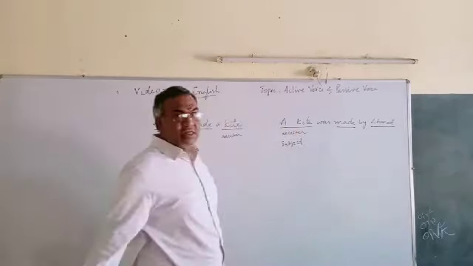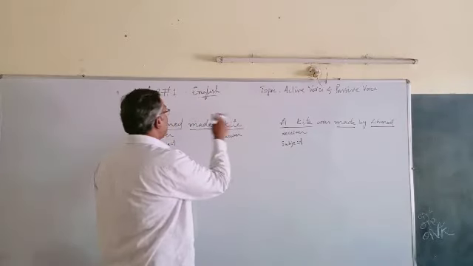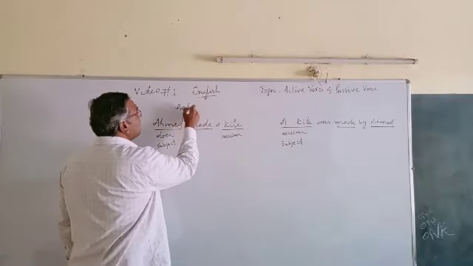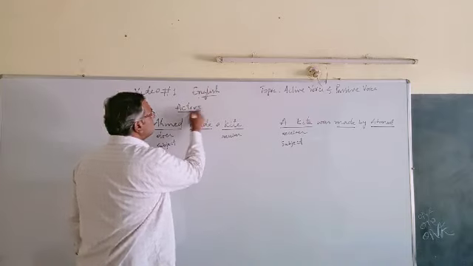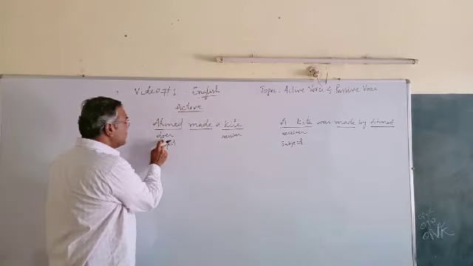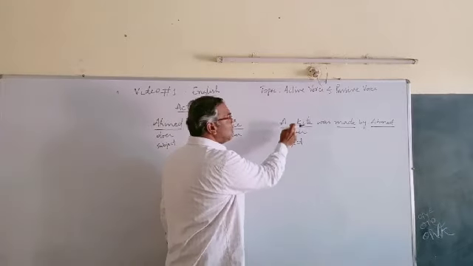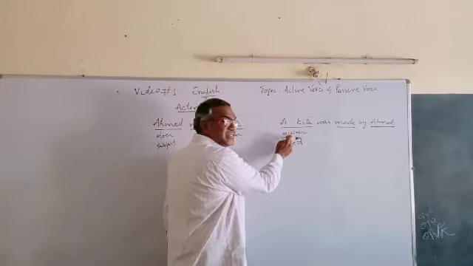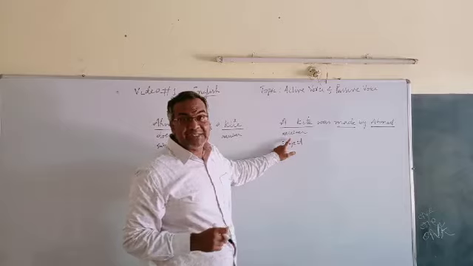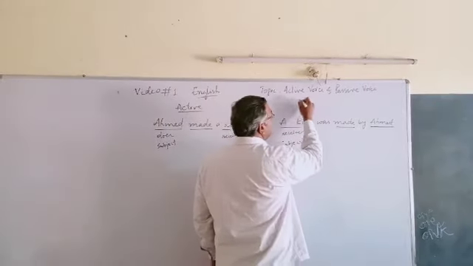This is the difference between active voice and passive voice. This is active voice. Why? Because the subject is the doer. The subject is active. Here, the subject is not the doer. The subject is the receiver. The subject is passive. So it is passive voice.